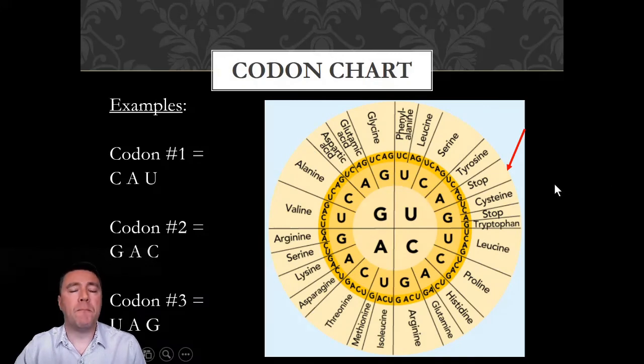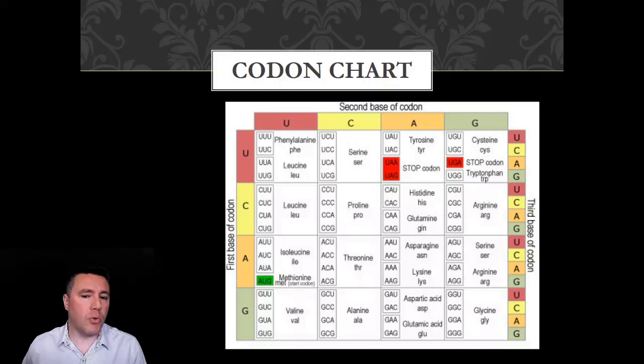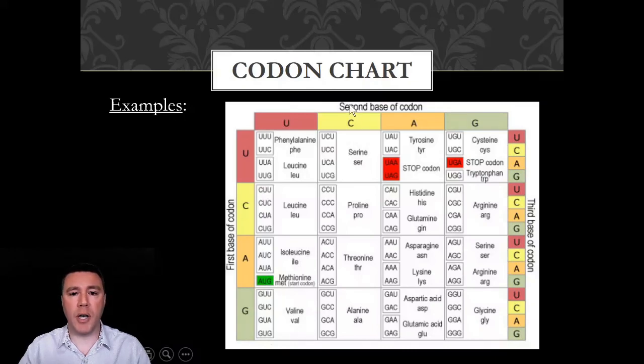Okay? Now, there's another way that codon charts are sometimes illustrated, and this is with the rectangular one. I prefer the circular one. It's the one your textbook has, but if you were to look up codon charts on Google, you may find this one. But it works exactly the same way. Down the left-hand side here, we have the first base of the codon, then across the top is the second base, then down the right-hand side is the third base.